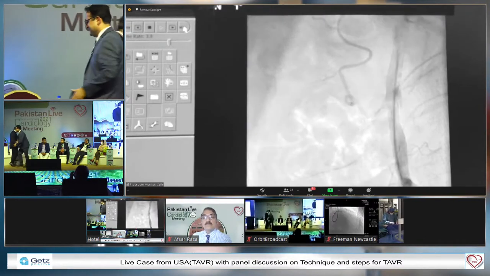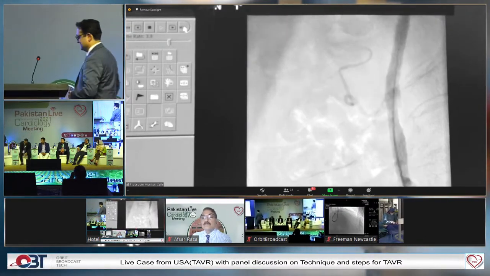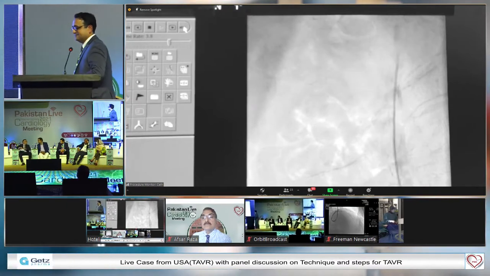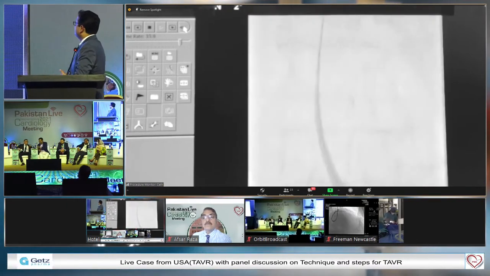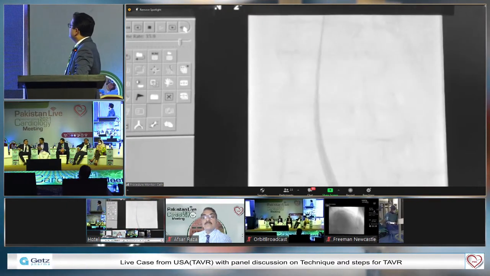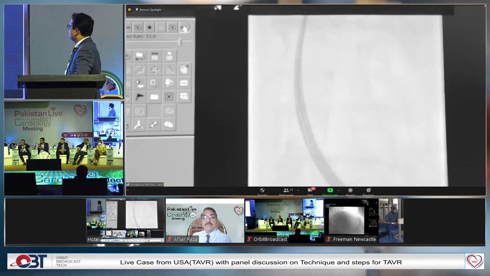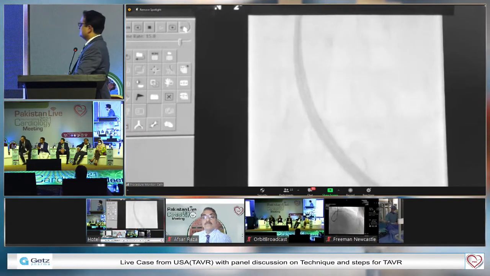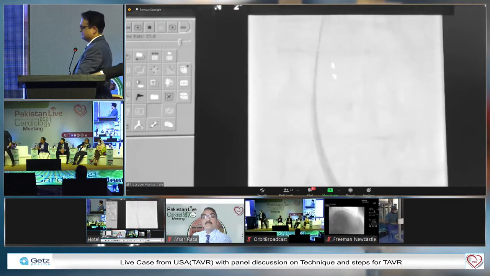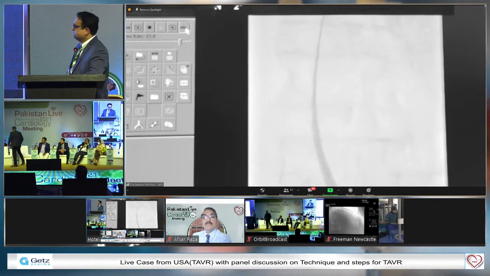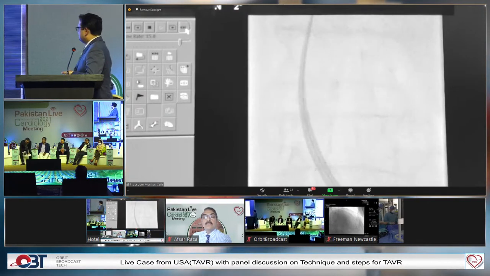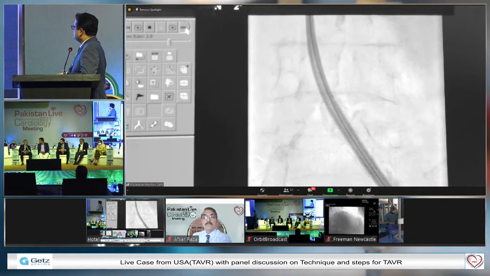Again, there's a right common femoral artery stent, so we only could go from the left. The left has an iliac stent, so we got in here and we're trying to push this Impella sheath, which is a 14 French, 18 OD. You can see the whole aorta is calcified. It's a porcelain aorta, and the whole thing is moving. And then it's stuck in the stent.